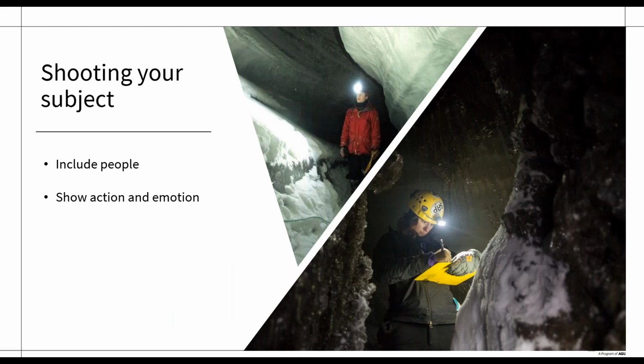So when you're shooting your subject or whatever you're shooting, I always try to include people. Even if I'm shooting landscapes or scenery, anything like that, I always try to include people because we're people and we like people. We think people are interesting. And so a shot will always be more interesting if there's a person in it than if there's not. And then also try to include action and emotion. So you don't want to just show a person sitting or standing, being still, not doing anything. That's just boring. You want to show them actually doing something.